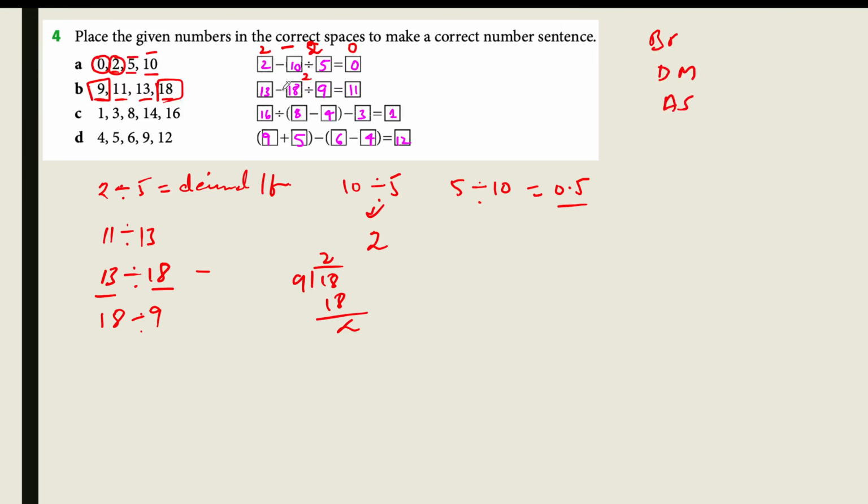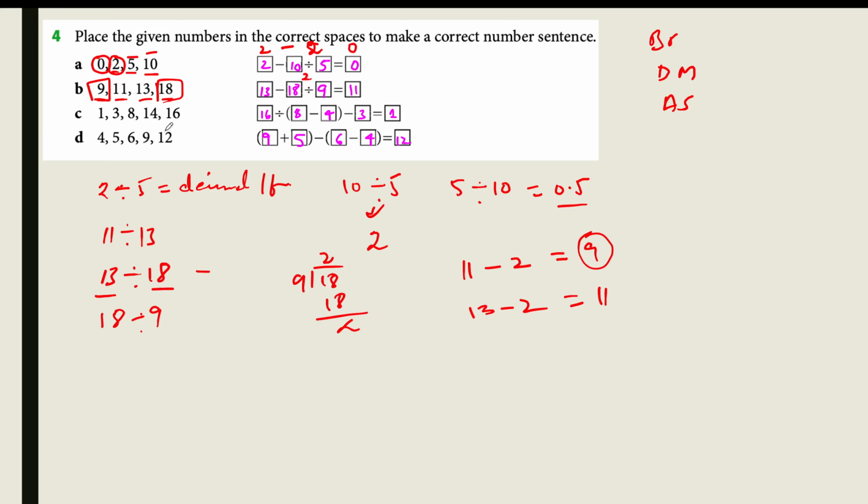If we place 11 in here, 11 minus 2 would be 9, right? But the 9 is already taken. We should not be repeating the numbers from the set. And if we do 13 minus 2, it would be 11. So 11 is the number from the set that is not being used, and that is going to be correct. So we place the order as 13 minus 18 divided by 9 equal to 11. When we divide these two, we get 2, and 13 minus 2 is equal to 11.